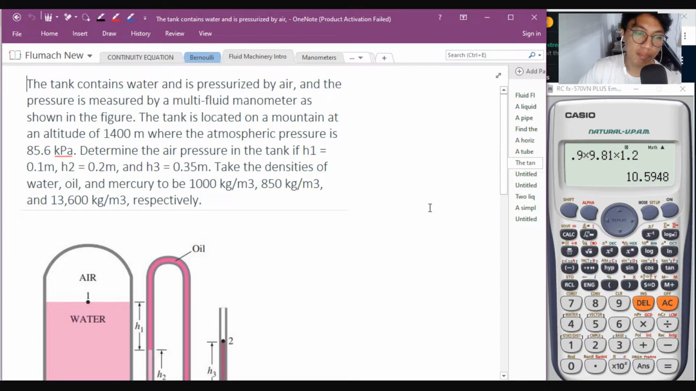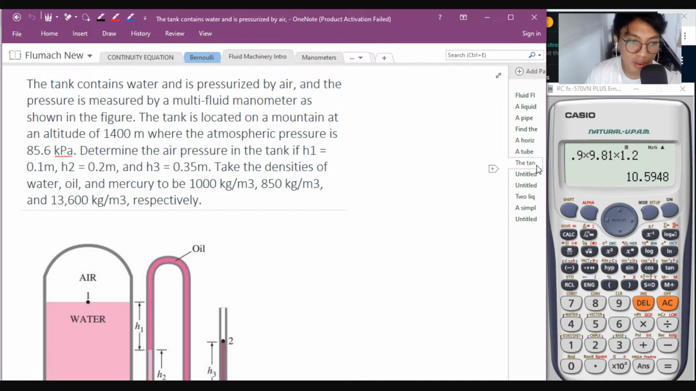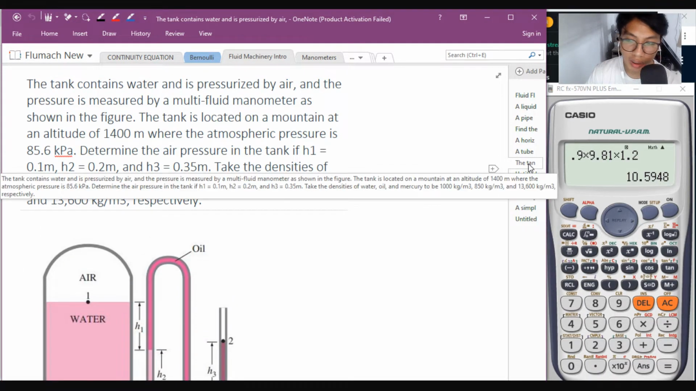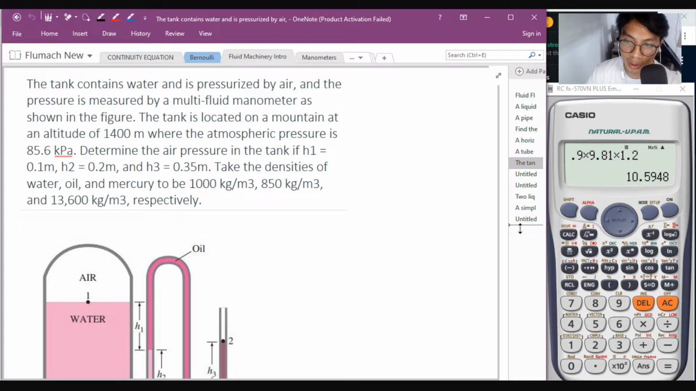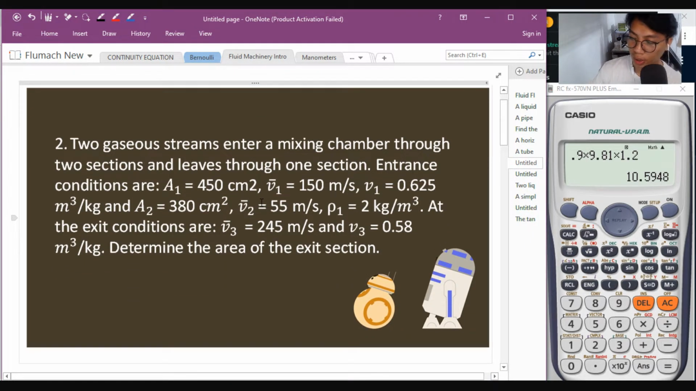Next problem. Napapasarap tayo. This is an example nung tawag dito, piezometer and manometer, open-ended. So, lagay natin dito. I want this one. This is a very good example. Mamaya ko isosolve yung manometer.